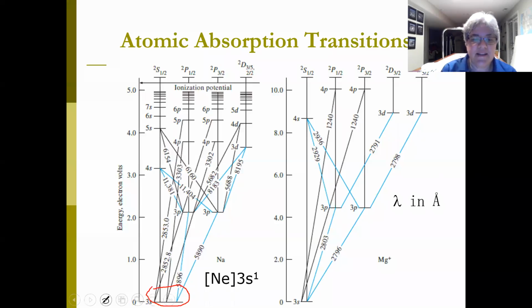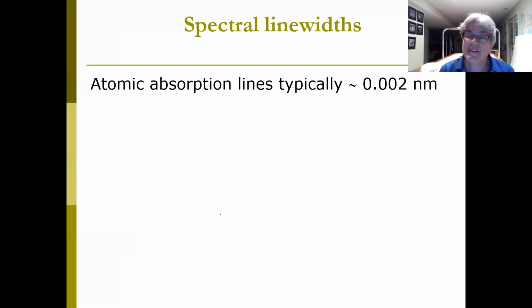Now, I mentioned that these bands are very narrow. We said we need exactly the right amount of energy to go from the ground state up to an excited state. The line width is not zero, but it is very, very small, about 0.002 nanometers. So these are really thin bands.